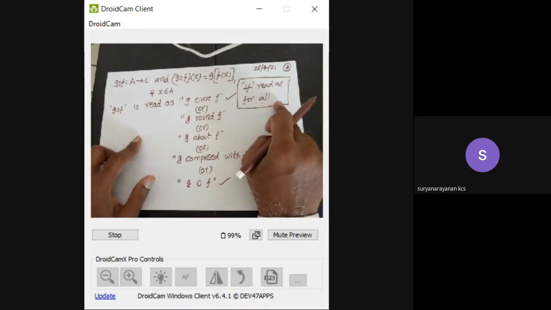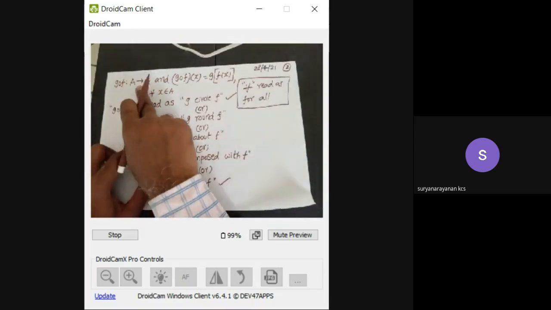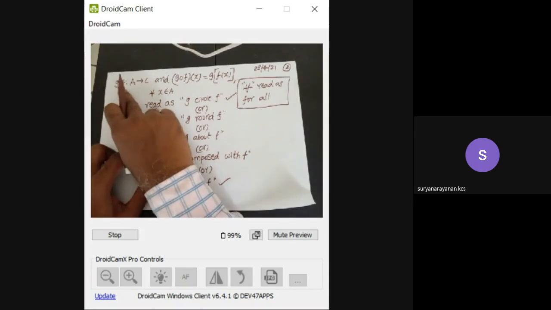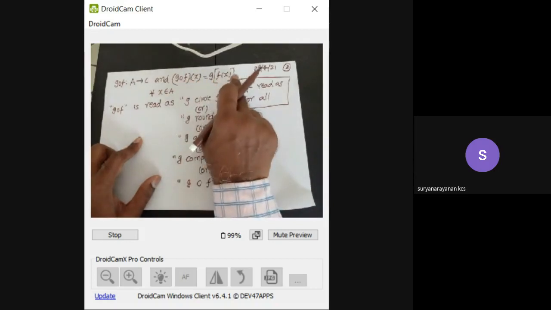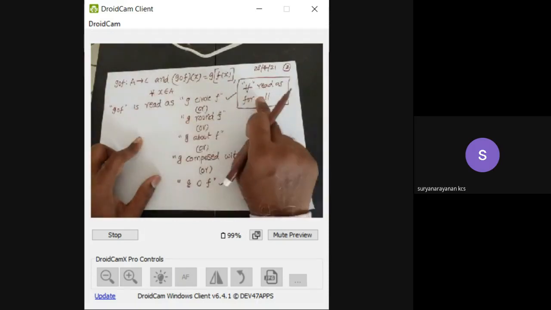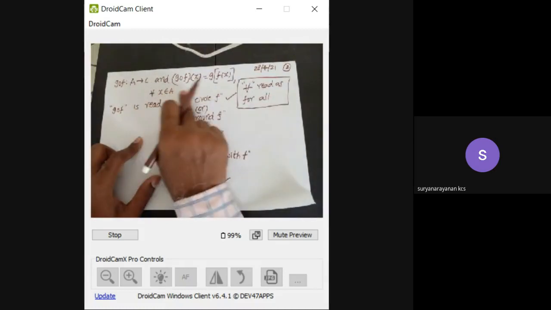Is it clear, my dear children? Will you read these two lines one by one? Yes, sir. Or do you want one more time? I will repeat one more time. Listen carefully. G circle F is a mapping from A to C, and GOF of X is equal to G of F of X for all. Remember this, I wrote that answer here. How to read this notation? Remember this point: for all X belongs to A.